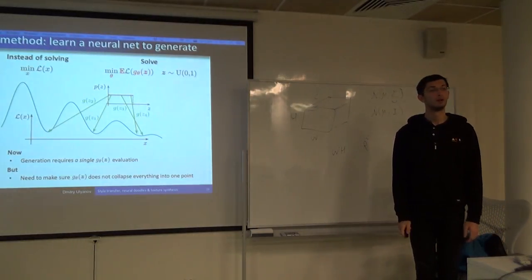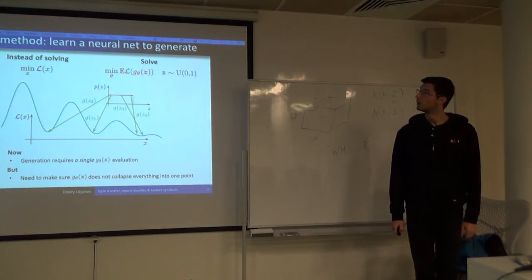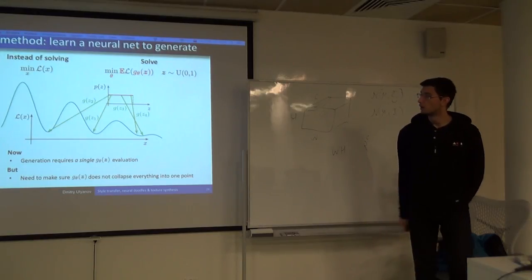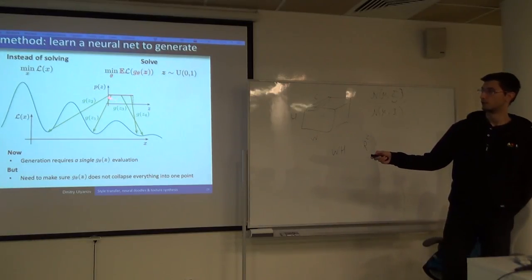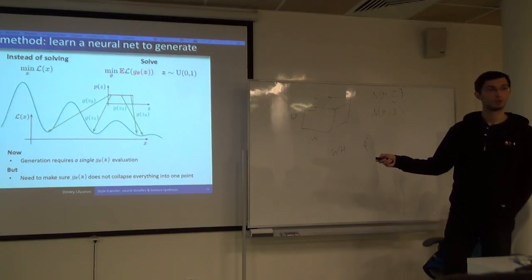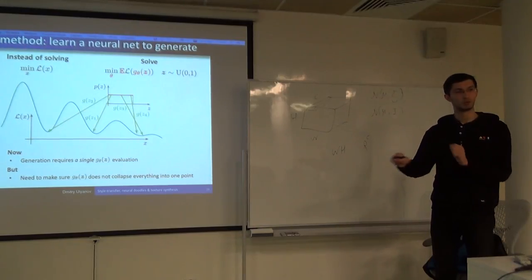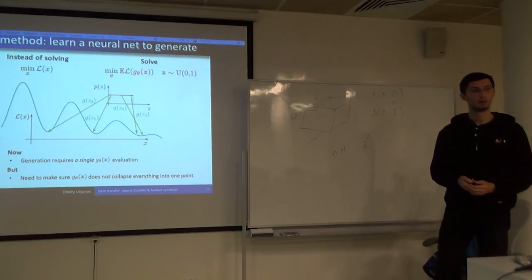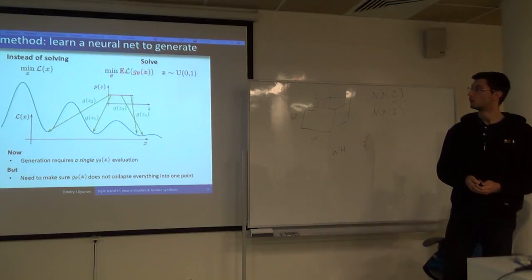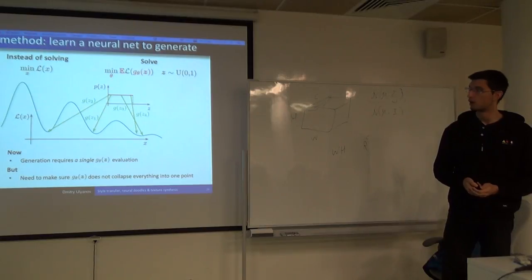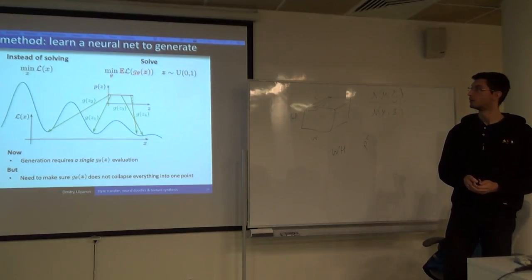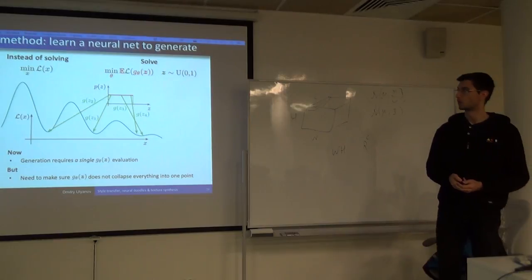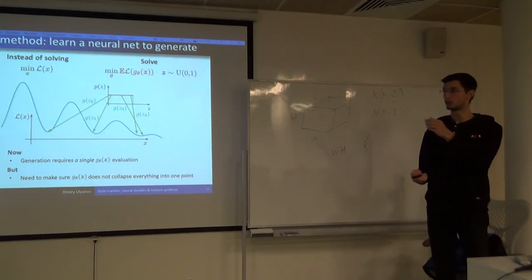Question, you said that one evaluation of G is a solution, but we find the minimum by optimization. I wanted to point out that every sample you get from the uniform distribution will map you into some local minimum of your loss function L of x. So is this optimization problem solved for every image, or is it solved beforehand? Okay, so you fix a texture. Okay, let me go further.